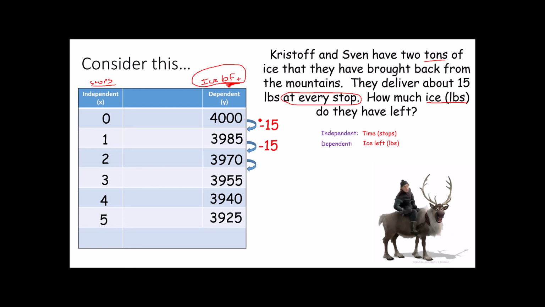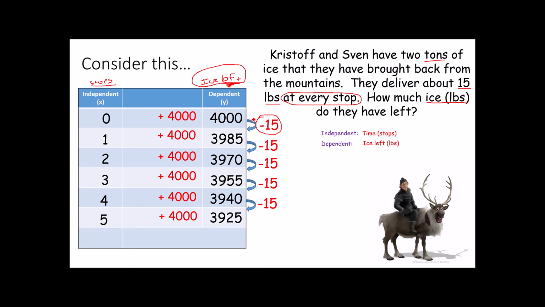And hopefully at this point you've realized that this is a decrease of 15 pounds at every stop. Notice that's the rate of change that was given to us. It is important to point out that it is minus 15 every time because it is going down. Now, no matter what happens to the problem, we always started with 4,000 pounds. But the negative 15 tells us how each delivery or each stop changes that 4,000.